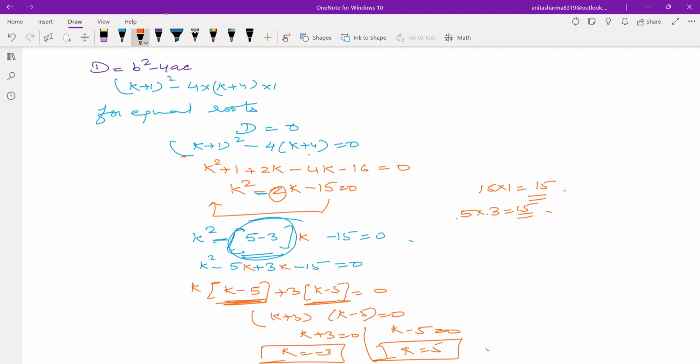This is how you will find the value of k, or you can say the unknown quantity. If instead of k, p is given or t is given, whatever it will be, you have to apply this thing. For equal roots, you will just put your discriminant equal to 0.